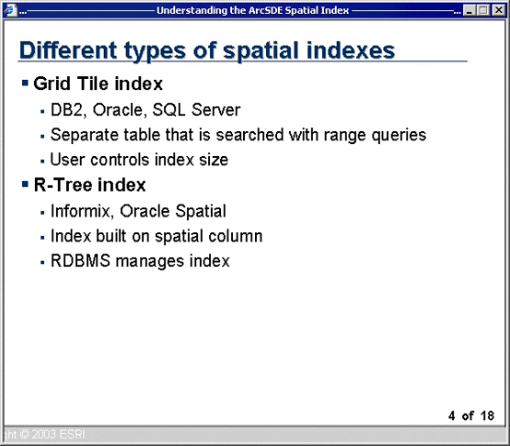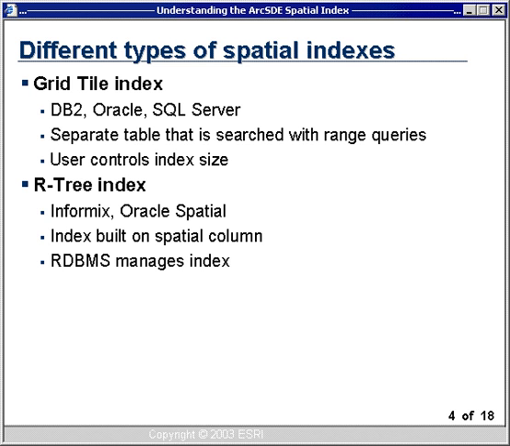A grid tile index is a separate table that is searched with range queries. So it's a little bit like consulting the index on a street map to help you locate a street, rather than having to scan the entire street map to find a street. You're able to go to the index, and it points you to just a small part of the entire map that you can scan to find the street that you're looking for. This is exactly what the grid tile index does.